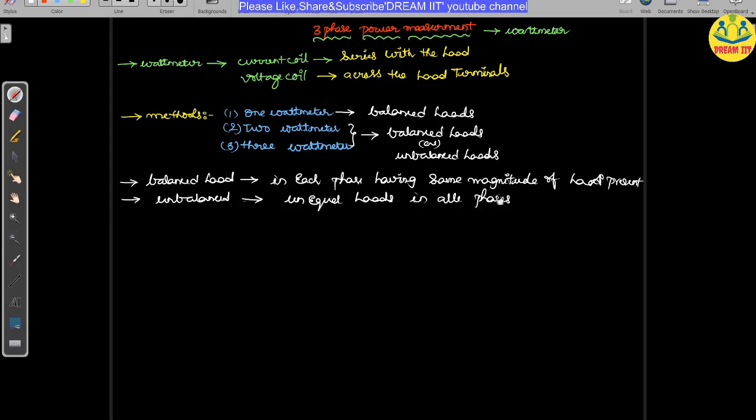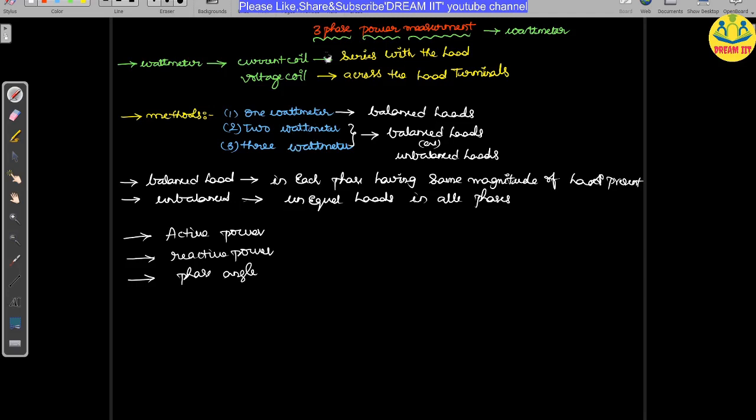This is a brief introduction to how to measure the three-phase power. Using this you can measure the active power, that is the real power, and you can measure the reactive power also. And one more thing, you can find the phase angle also. In your syllabus you have only the 2 watt meter method, which is a very popular one. The 1 watt meter method we can use only for balanced load, that's why we are not taking it. The 2 watt meter method is useful for both balanced and unbalanced load.